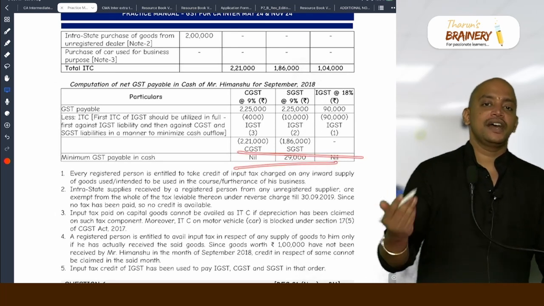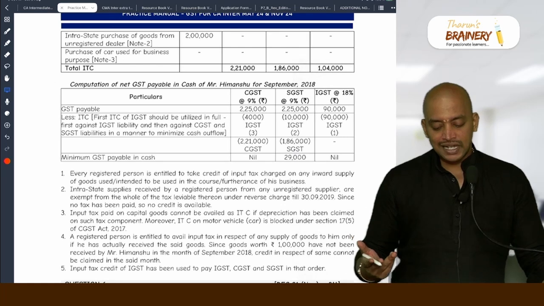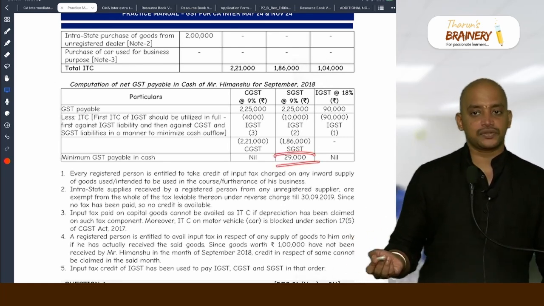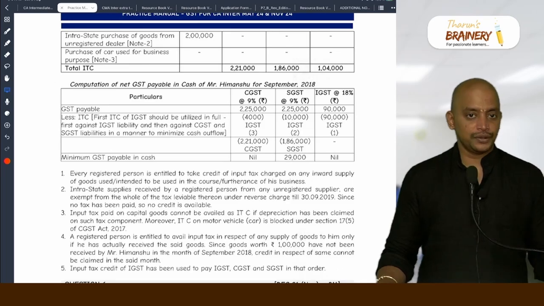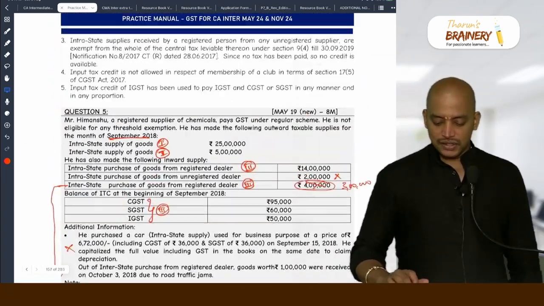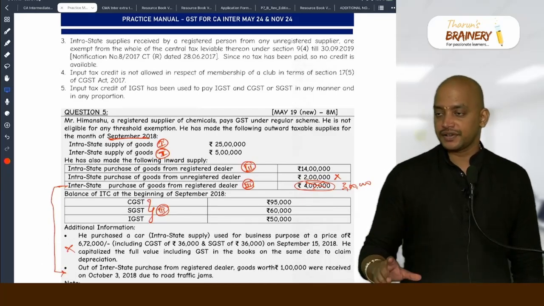What they have done is that majorly they have used for payment of CGST and then for SGST. That's why we have this 29,000. Okay. Anyway, you can do. Then, so this was a question for May 19, 8 marks. They have given this question.